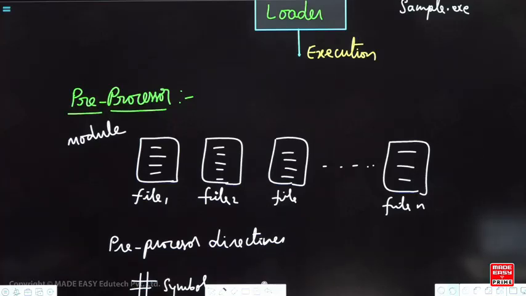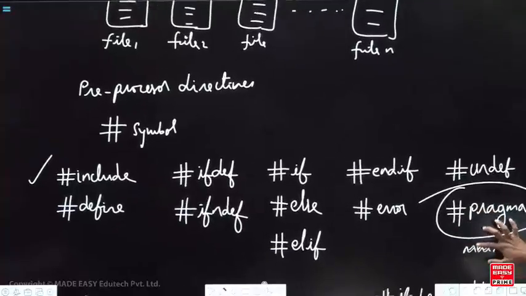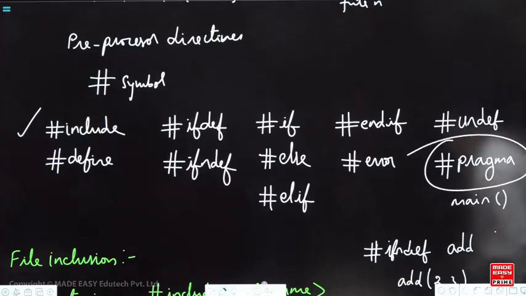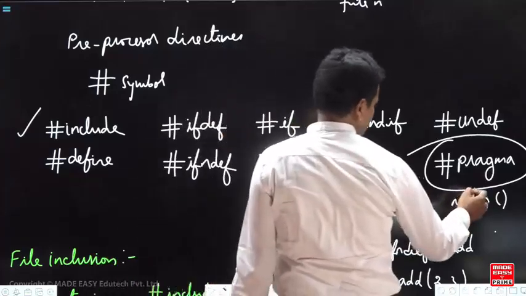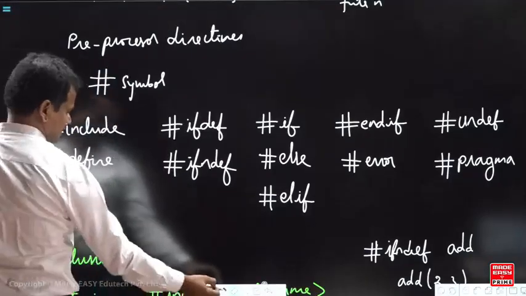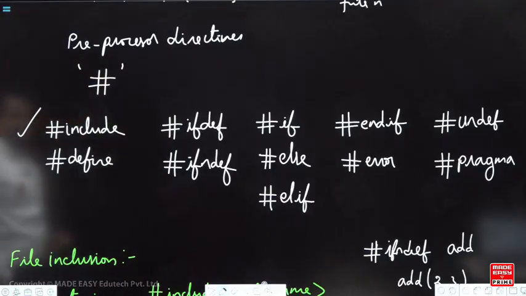The commands used in preprocessor are called preprocessor directives, and they begin with the symbol hash. Next.